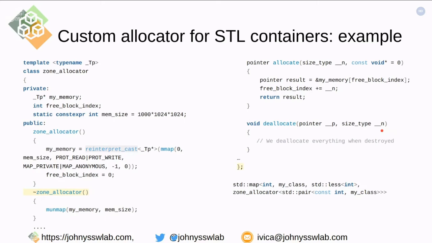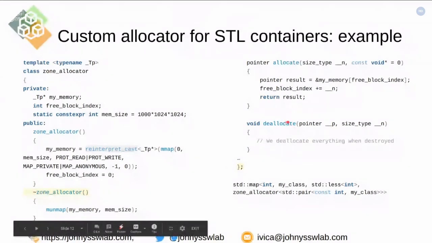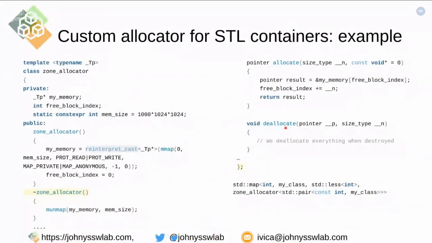Why don't we do anything? Since this is a zone, this is an allocator that will be specific to one STL container. When this thing gets destroyed, I know that allocate must have been called for all the chunks, so there is no need to do this. This is called a zone allocator, and zone allocations are used everywhere. Let me give you an example of Chrome. When you open a new tab in Chrome, it will assign a chunk of memory for that tab, and it will allocate from that tab.